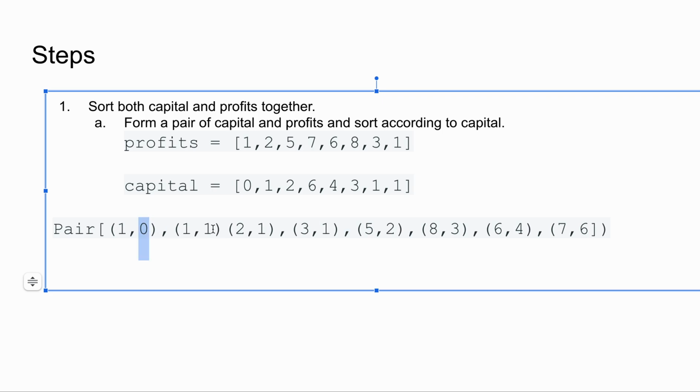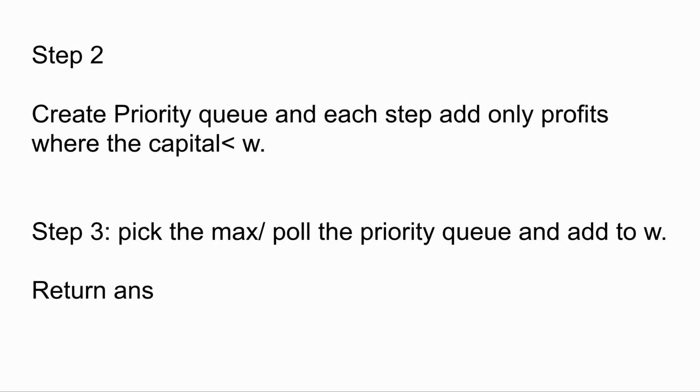This is 0, this is 1, 1, 1, then goes to 2, 3, 4 and 6. So that we have sorted according to their capital. So once you have sorted according to their capital, what is the next step that we'll be doing? We'll be creating a priority queue just to maintain the maximum element.